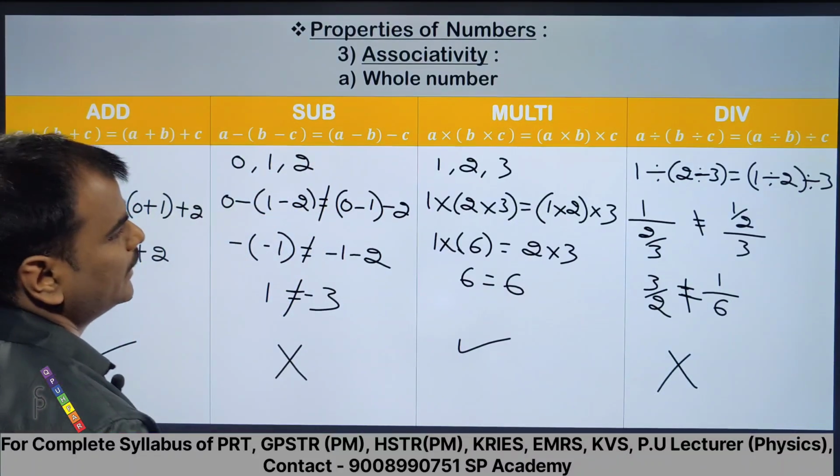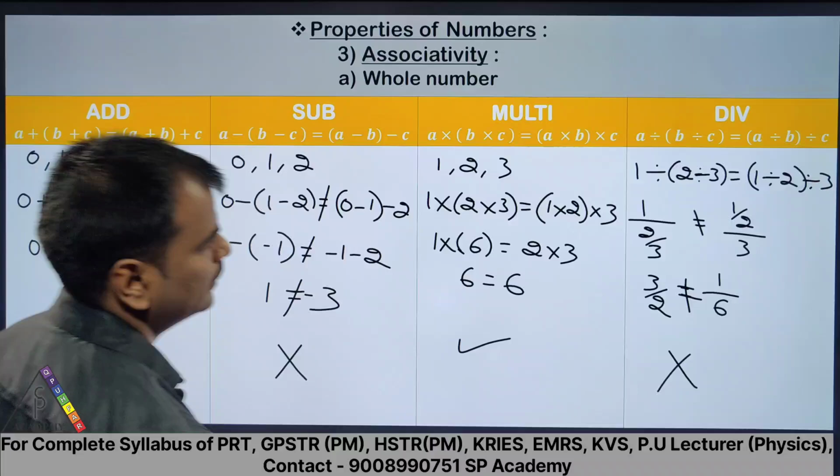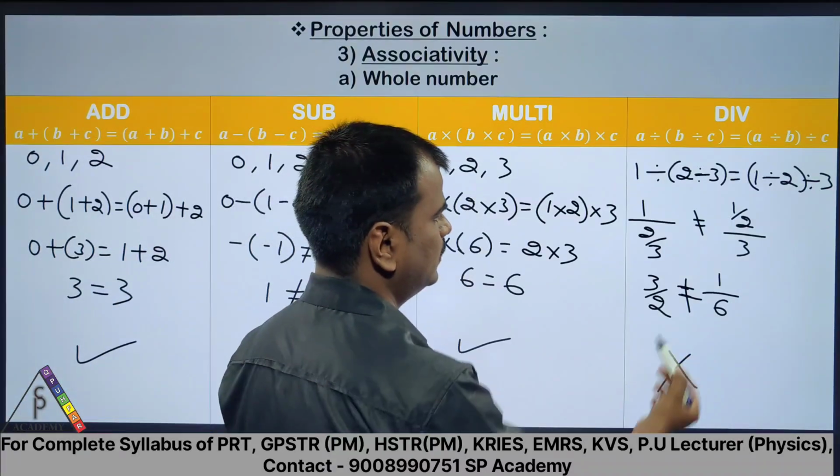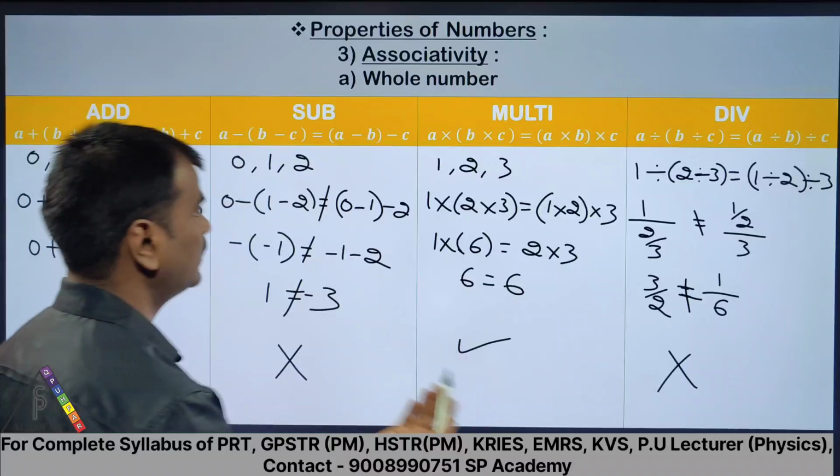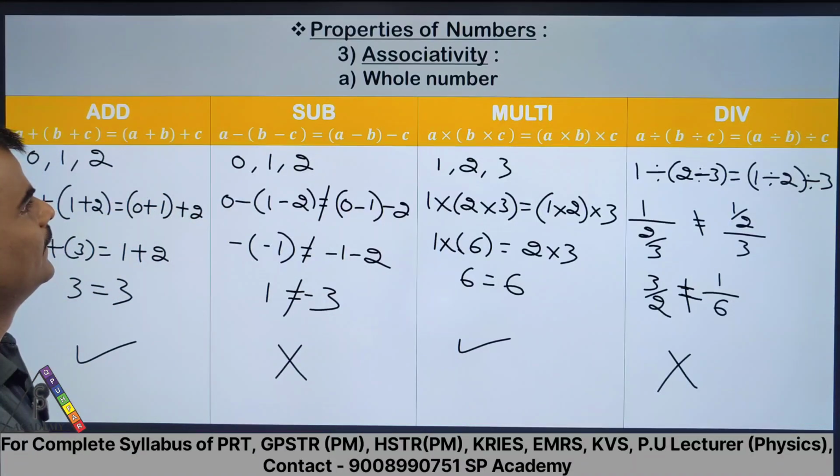Next, we are getting some answers that are also not equal, and we are getting a rational number. We should get whole numbers.